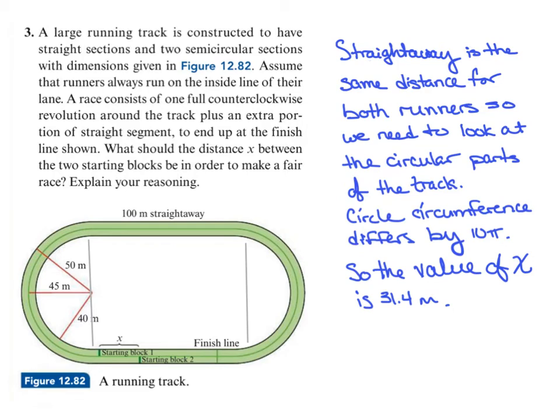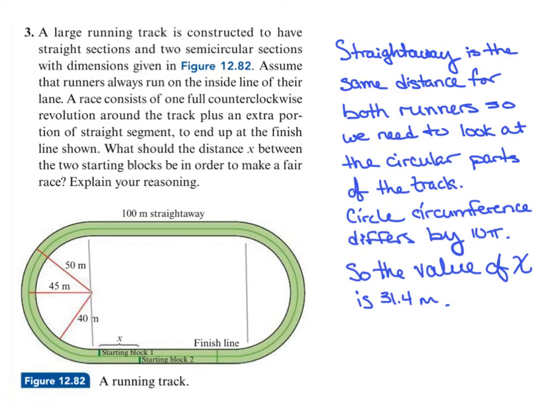So if we look at these, we basically have two radii. We have the 40 meters if they're running on the inside of the interior track, and then 45 meters if they're running on the inside of the outer track. So since we're talking about the distance around a circular piece, we are talking about circumference. And when we put this half together with this half, it would be a whole circle. So the circumference is going to differ by exactly 10 pi.